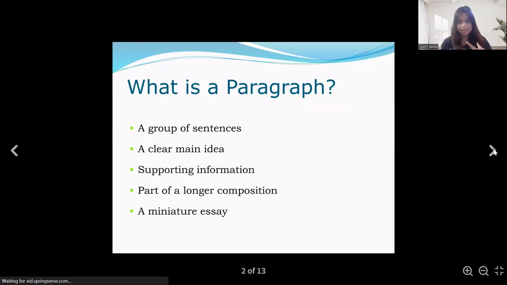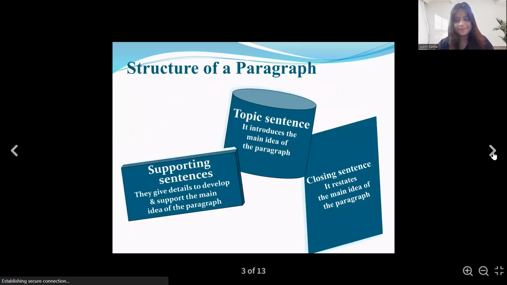Since you are writing a passage maybe, it will have more ideas. And also you can consider a paragraph as a miniature essay. It will have different parts and it should have a complete kind of sense. Okay. So now as we move ahead, we are going to learn more regarding it. Okay. So let's get started.